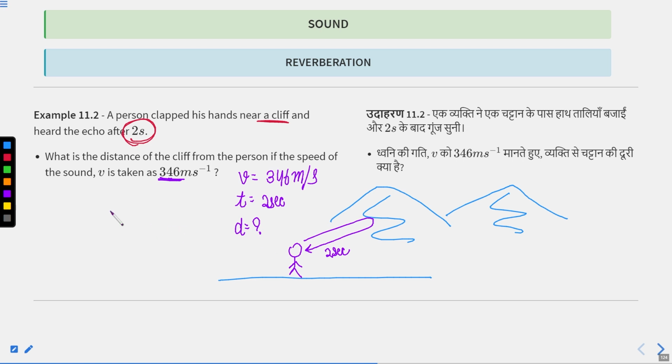And how can we calculate that? We know that speed is equal to distance divided by time. So we will first calculate the distance. That distance will be the distance traveled in the time to first go from that person to that cliff and then return back to that person. So we will take half of that distance and we can easily calculate how much distance is between this person and the cliff. So let's see its solution.